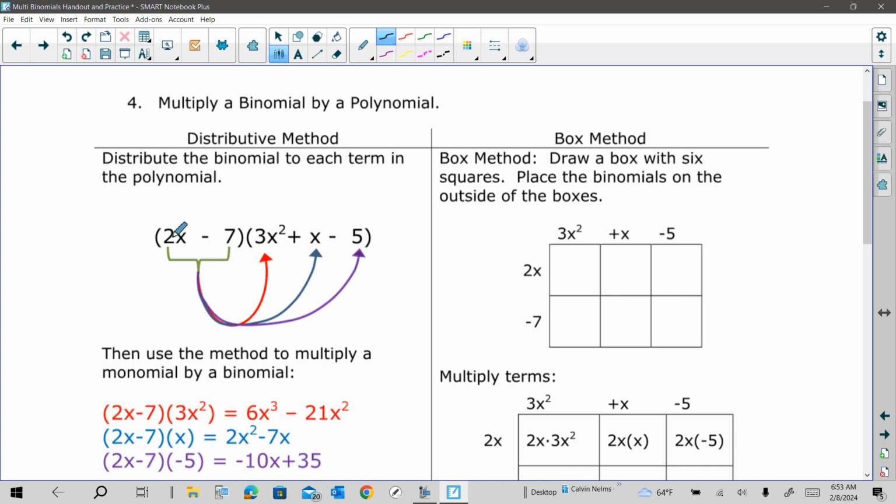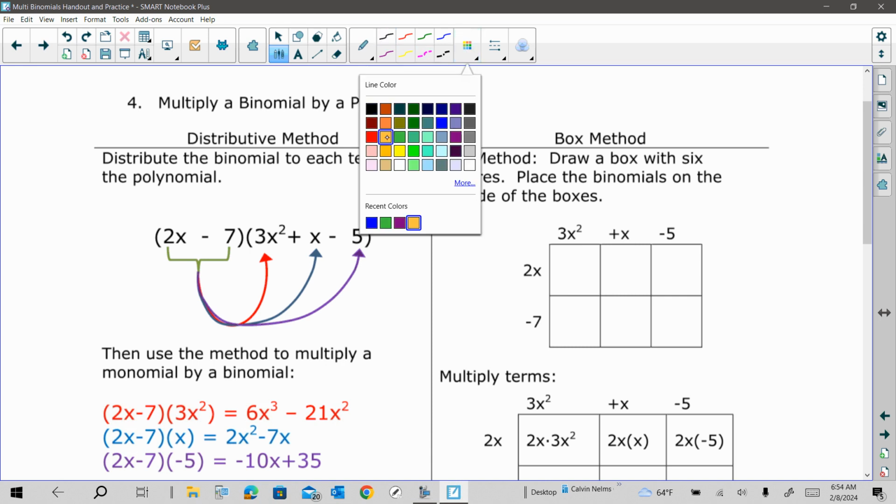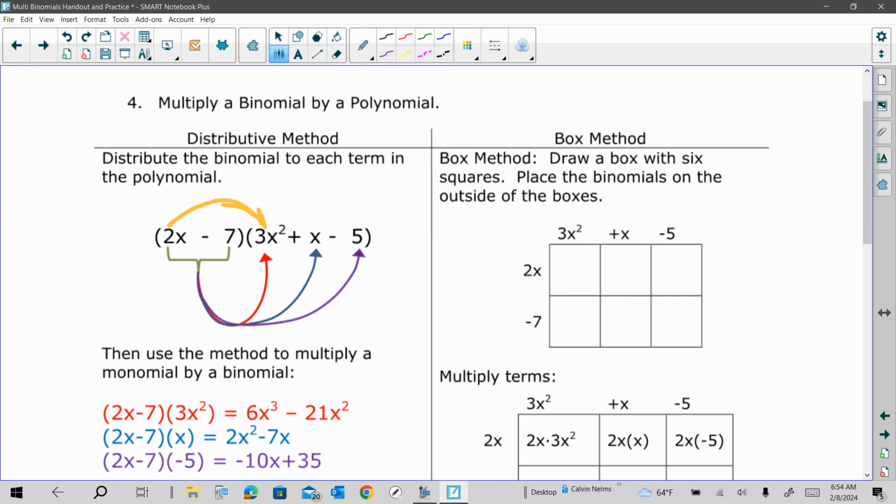I think it's easy to just do each term at a time. They're showing you to multiply the monomial by the binomial. So they're saying, okay, we're going to take this 2x minus 7 and multiply by the 3x squared. That gives us that expression. Then take it and multiply it by the x. Take the 2 and multiply by the 5. Or you can just, and I'm just going to show this with a different color, or you can just distribute one term, like multiply and do one term at a time. Okay, and then you would go to the next, which would be the -7 to each term.